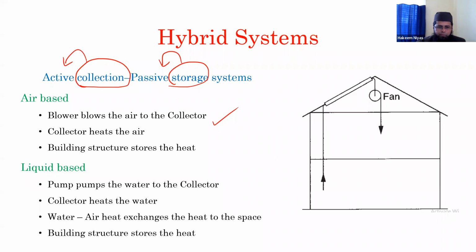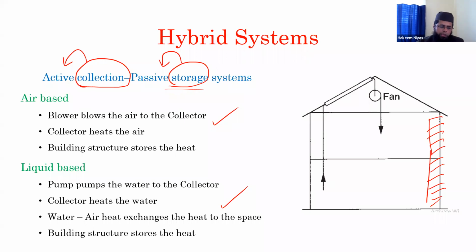Then the second thing is that we can even pump the liquid here. And the walls, as I already said, we can use to store the heat in a passive mode. Okay, so a hybrid system is a very good alternative to the active and passive systems.